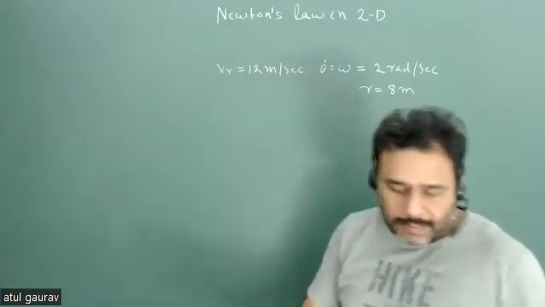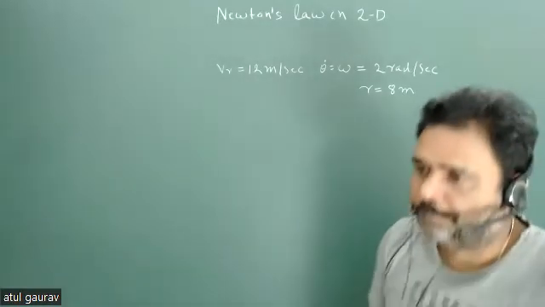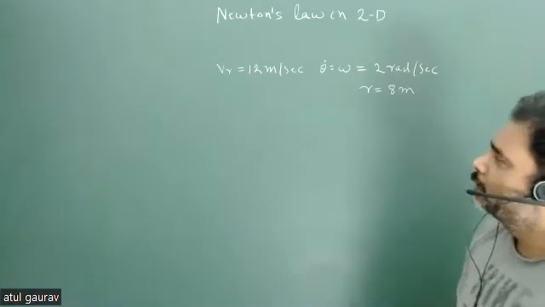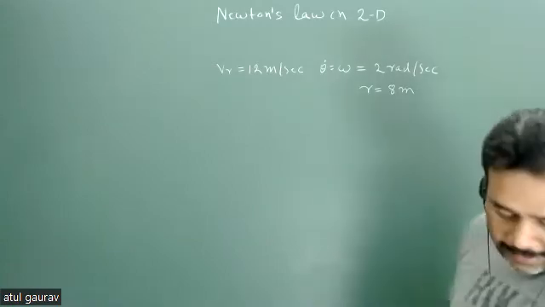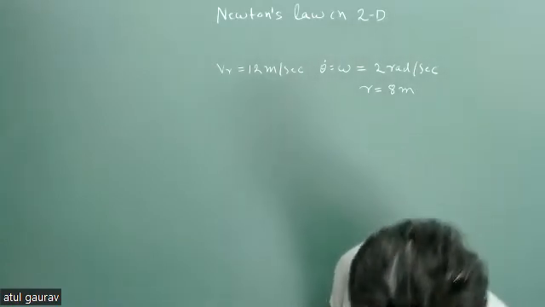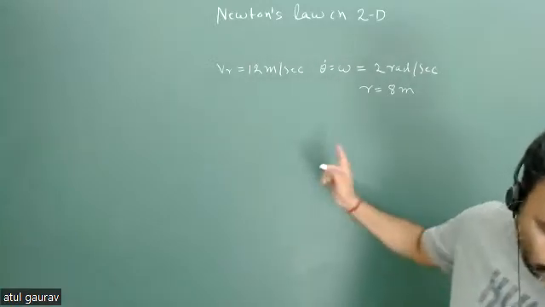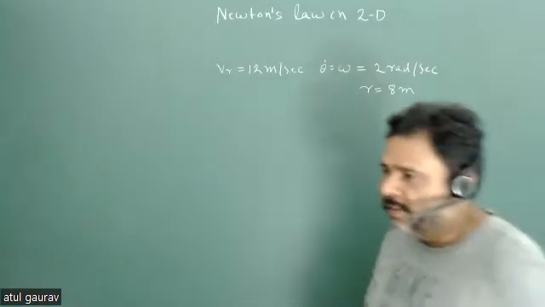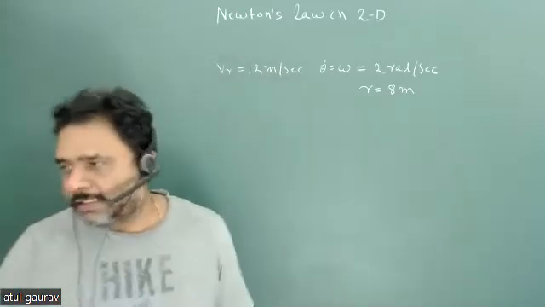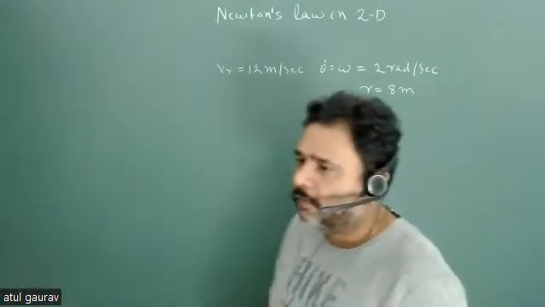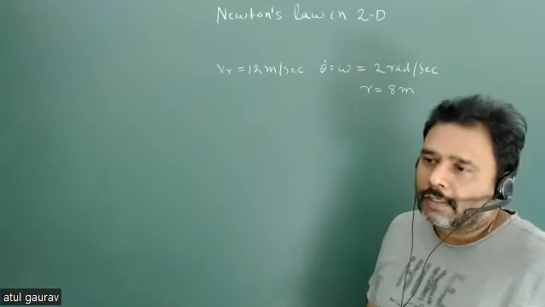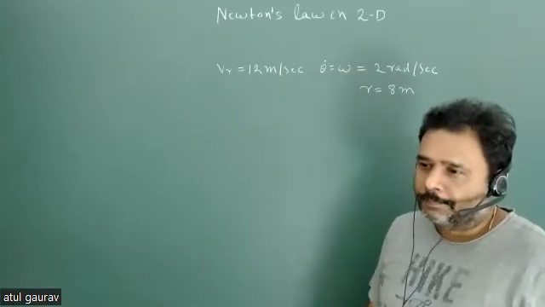So what will be the instantaneous velocity when your particle is at r equal to 8 meter? So we have to discuss this particular thing. So what we have to do? How will you calculate the instantaneous velocity?